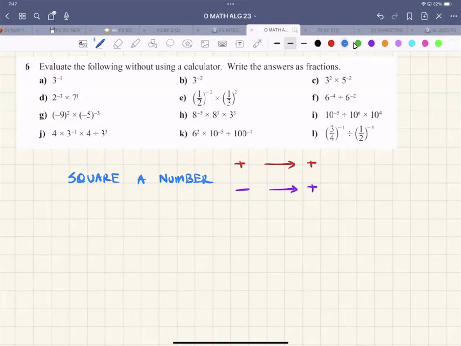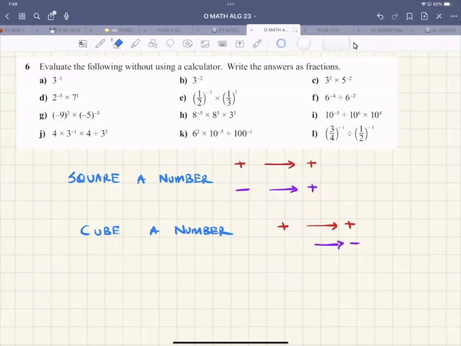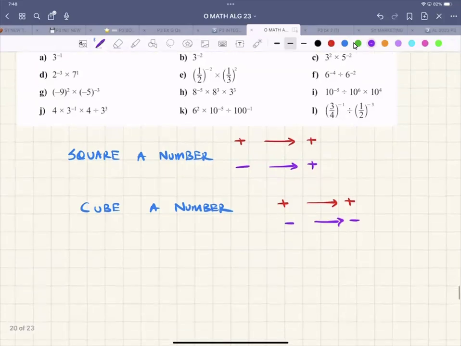And if we cube a number, positive will remain positive and negative will remain negative. So that is the thing. Therefore, negative will remain negative, positive will remain positive. Now why am I saying this? Because I just saw this particular question, that's right over here, part G. So let me first focus on this.